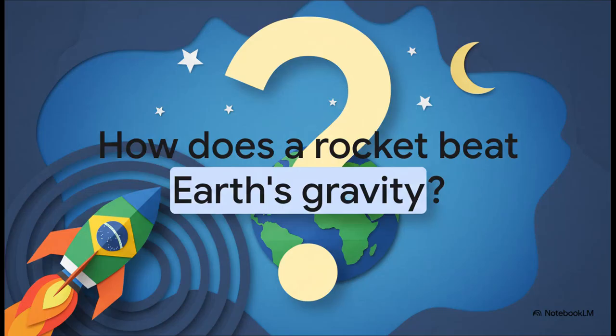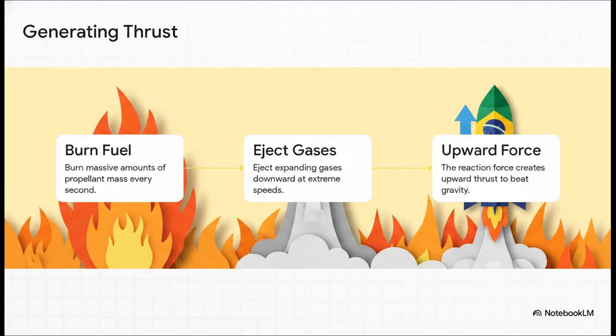So, how does a rocket actually beat Earth's gravity? Gravity is this massive, relentless force pulling everything down. How on earth do we push millions of kilograms straight up? It's all about generating upward thrust, and it's actually a beautifully simple concept based on action and reaction.